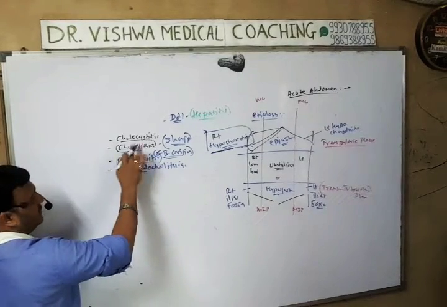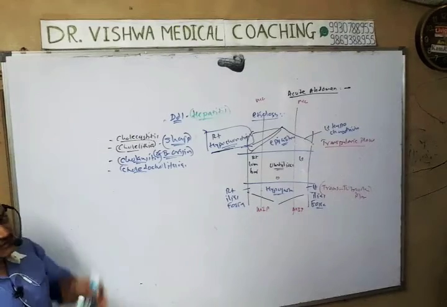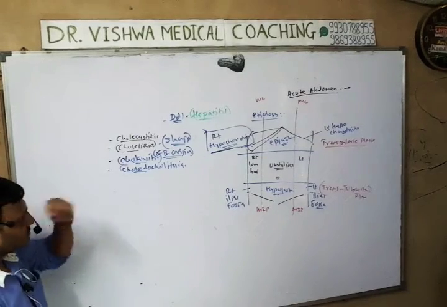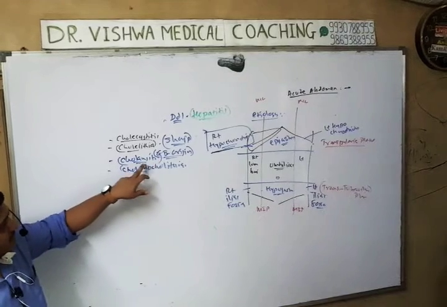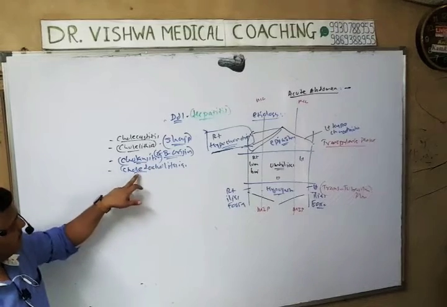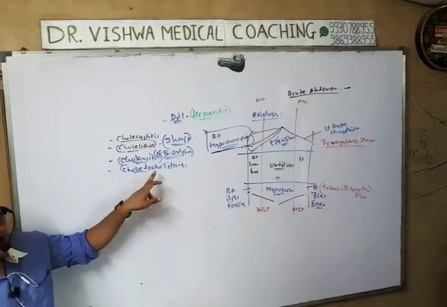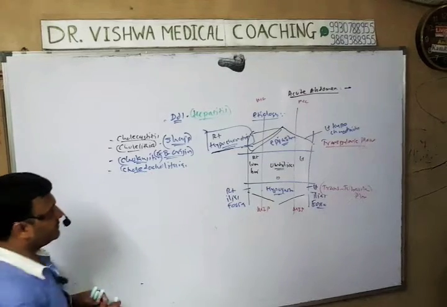Cholelithiasis will not give rise to any acute pain unless it is cholecystitis, because cholecystitis is the most common complication of gallstones. What is cholangitis? Cholangitis is an inflammation of the vessels of the gallbladder. Choledocholithiasis is the stone which is there in the common bile duct, CBD.